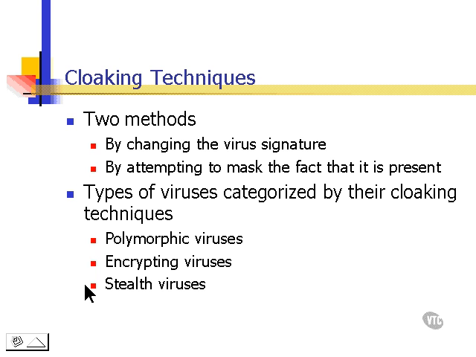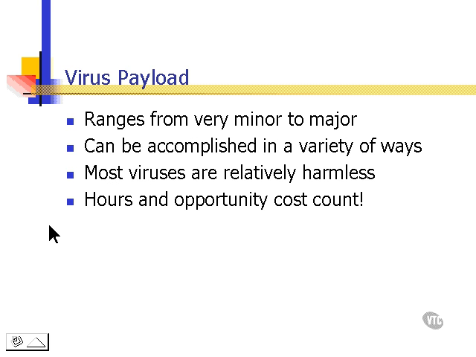The potential damage from a virus is called payload. And a virus payload ranges from very minor to major. It can be accomplished in a variety of ways, and most viruses are relatively harmless. There are over 48,000 viruses at the date of this recording, but most are harmless. However, hours and opportunity cost count, so even a virus which is just an irritation costs somebody money.